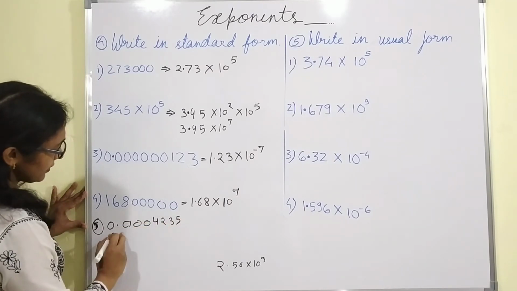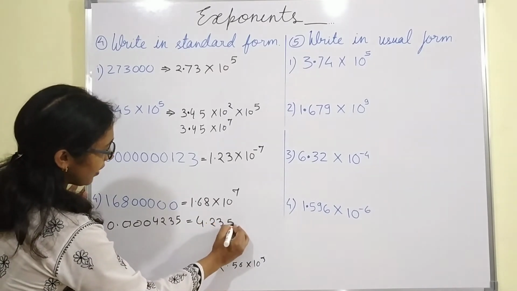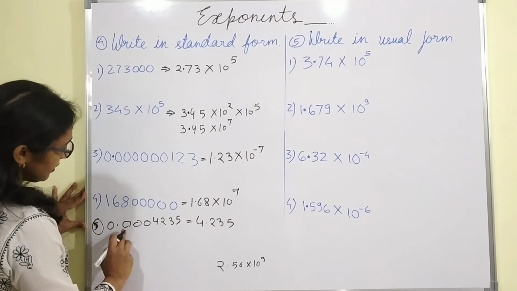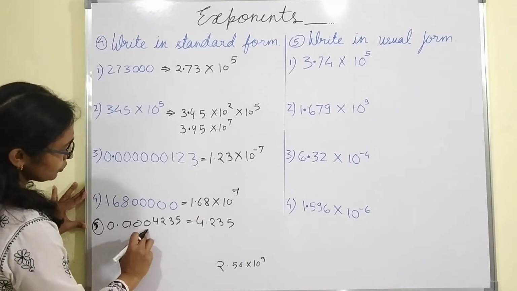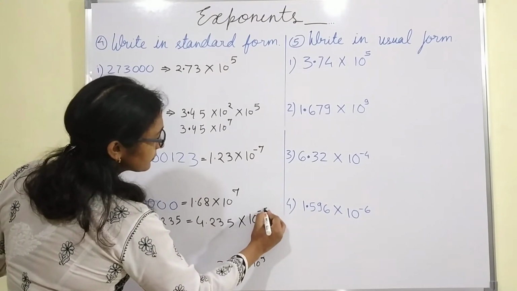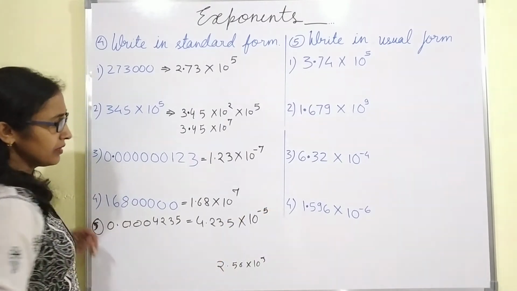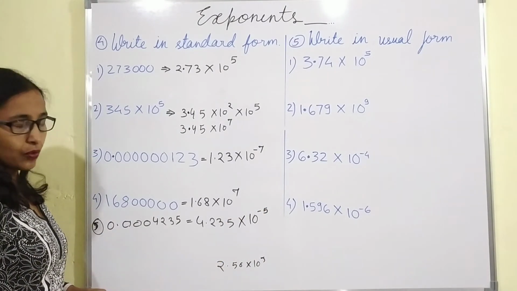I am writing one more question with the negative, that is fifth. 0.0004235. So it will become 4.235. And how many digits? 1, 2, 3, 4. So your answer will be 4.235 into 10 to the power minus 5.